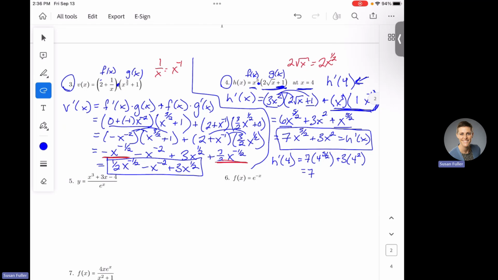Well, 4 to the 5 halves, this is 4 to the 1 half, the square root of 4, which is 2 to the 5th power. That's going to be 32. You can put that in your calculator.